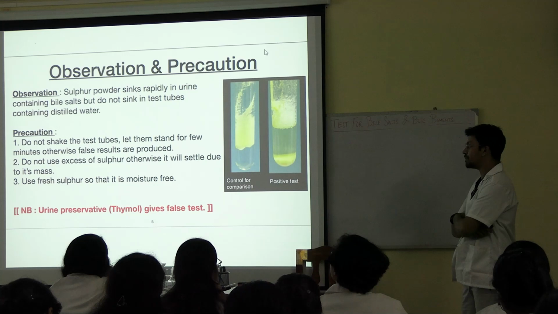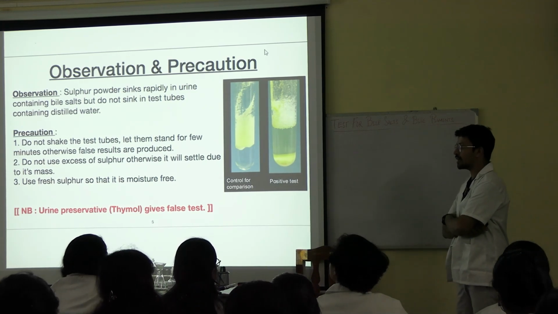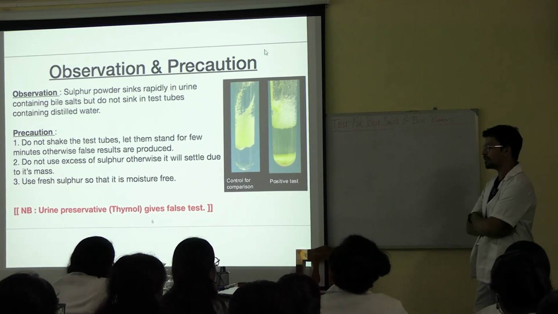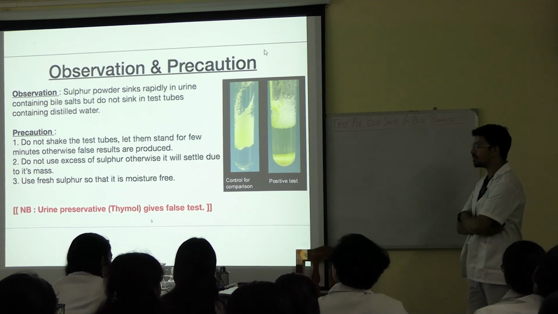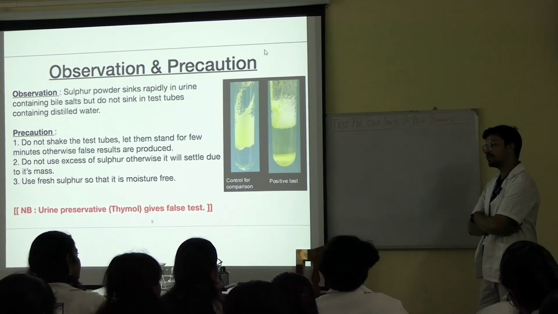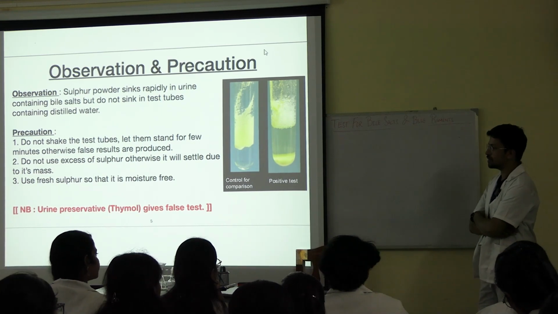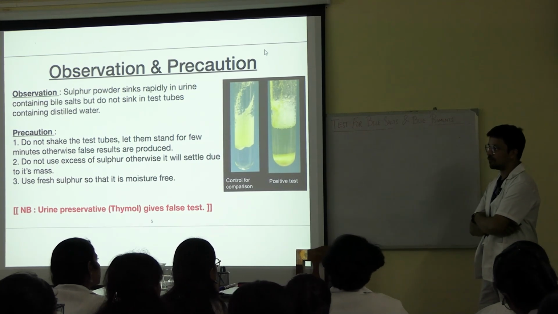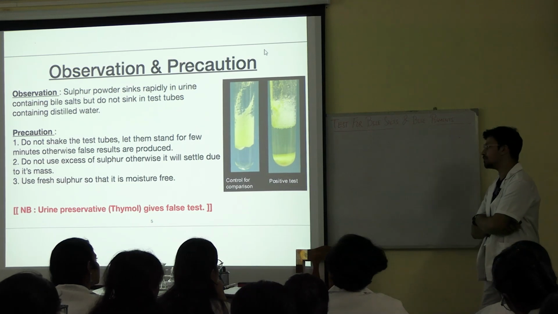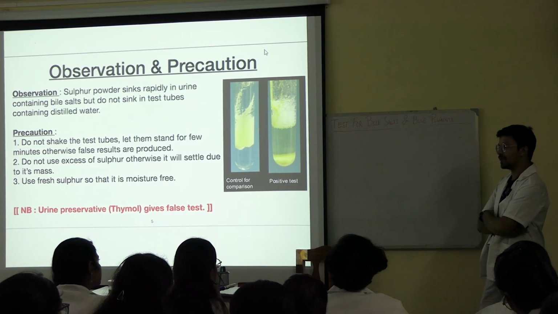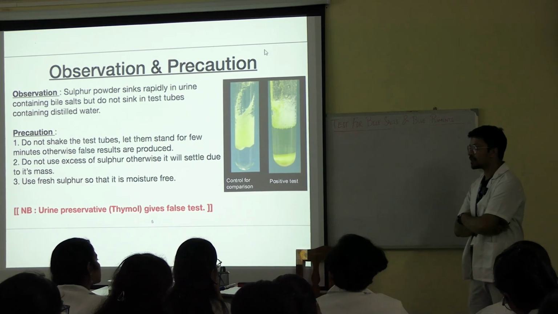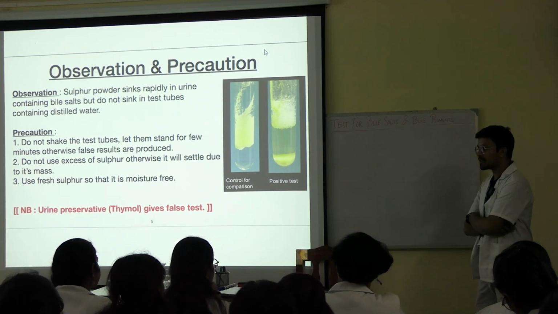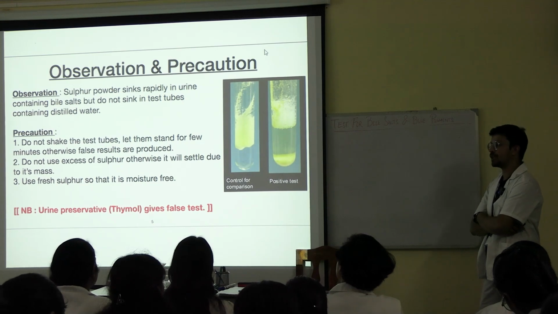One more thing to keep in mind: the urine preservative that we use, thymol, can also give a false test. Why is it important? Let's say you have prescribed someone a urine test for bile salts, and the patient gave the urine sample. The person collecting the urine sample doesn't know. You know, but that person doesn't. That person added thymol to preserve the urine, because the urine had to be sent far away from the lab. Once you get the sample and do the test, you will see the sulfur settling down. That means bile salts are present, but actually they are not. It was the mistake of the collector who added thymol as the preservative. So whenever you are collecting a urine sample and the test is for bile salts, do not add thymol as a preservative. You can use alternatives.